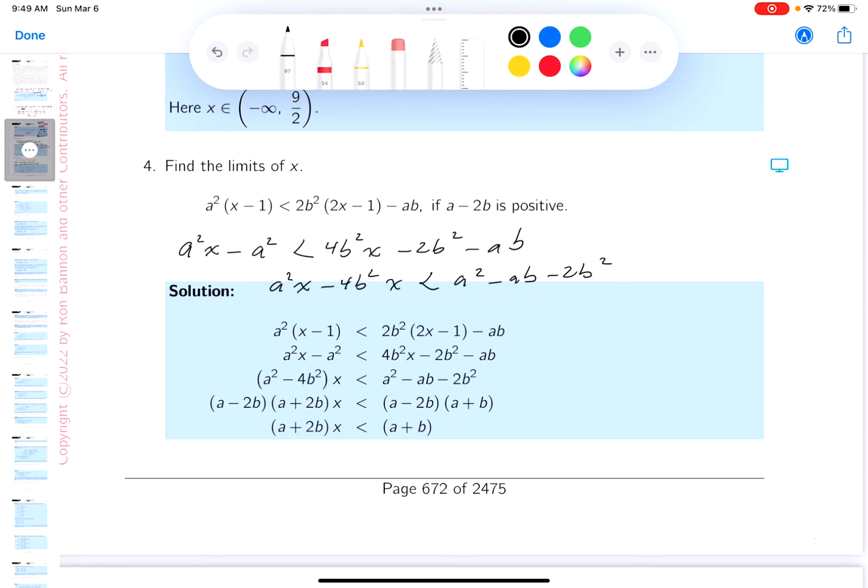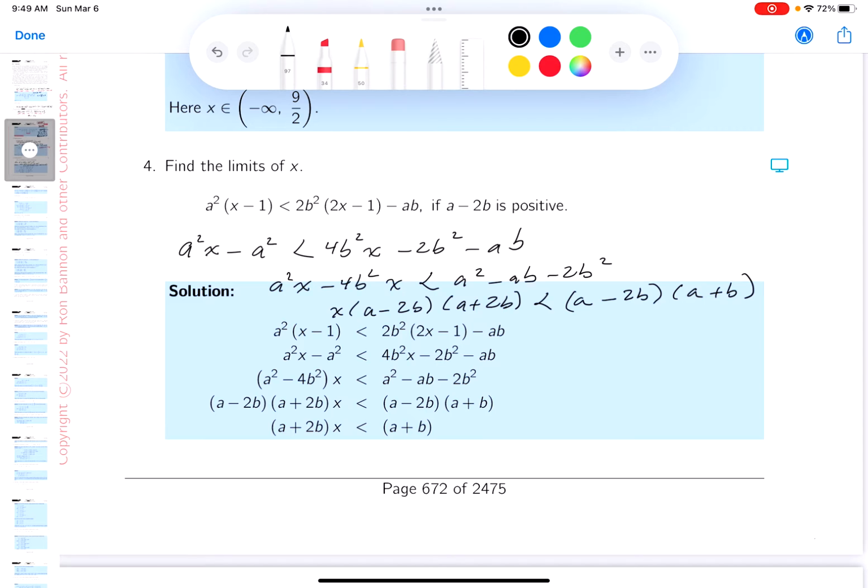I'm going to factor each side now. And what do you get? You get x times (a minus 2b)(a plus 2b). And then what do you get? You get (a minus 2b) and you get (a plus b).